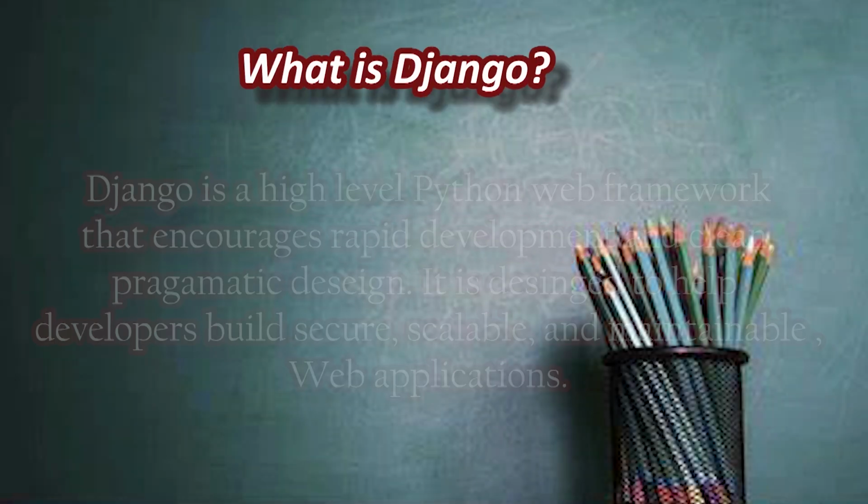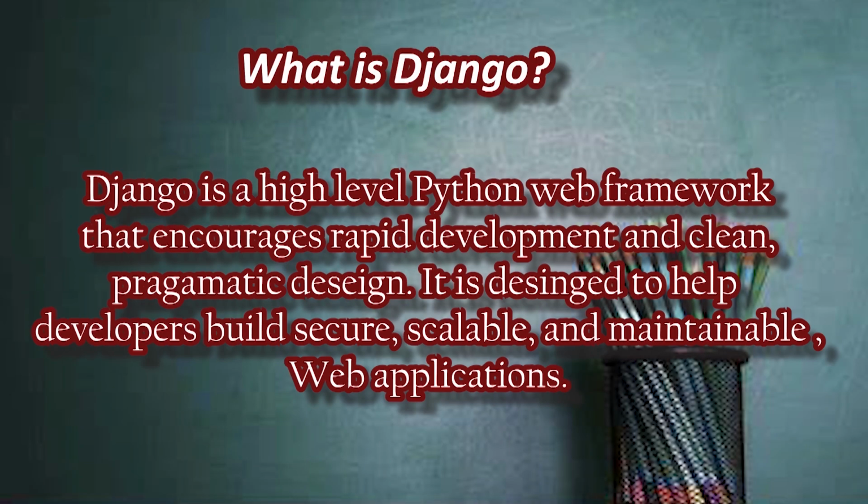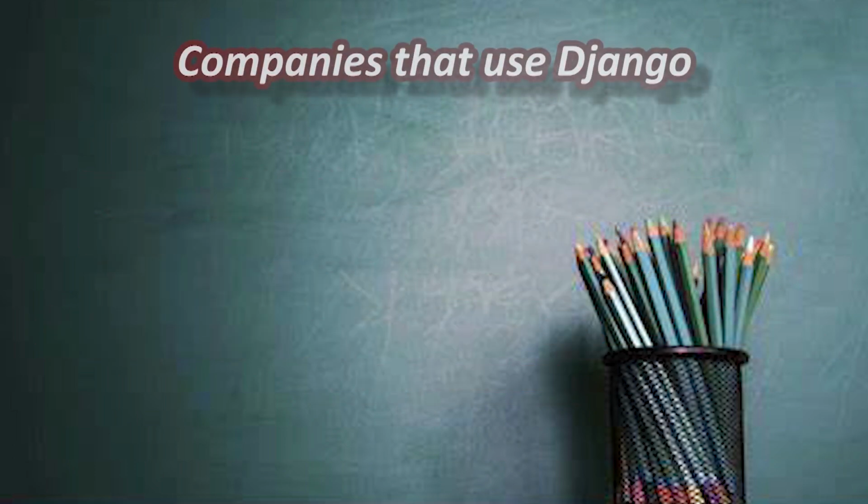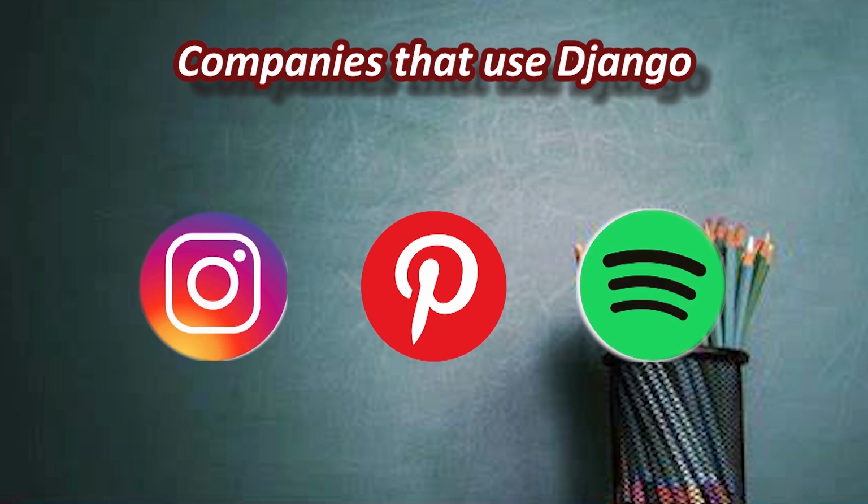What is Django? Django is a high-level Python web framework that encourages rapid development and clean, pragmatic design. It is designed to help developers build secure, scalable, and maintainable web applications quickly. Django is used by many well-known tech companies such as Instagram, Pinterest, and Spotify. In this tutorial, we will build a simple blog application using Django.